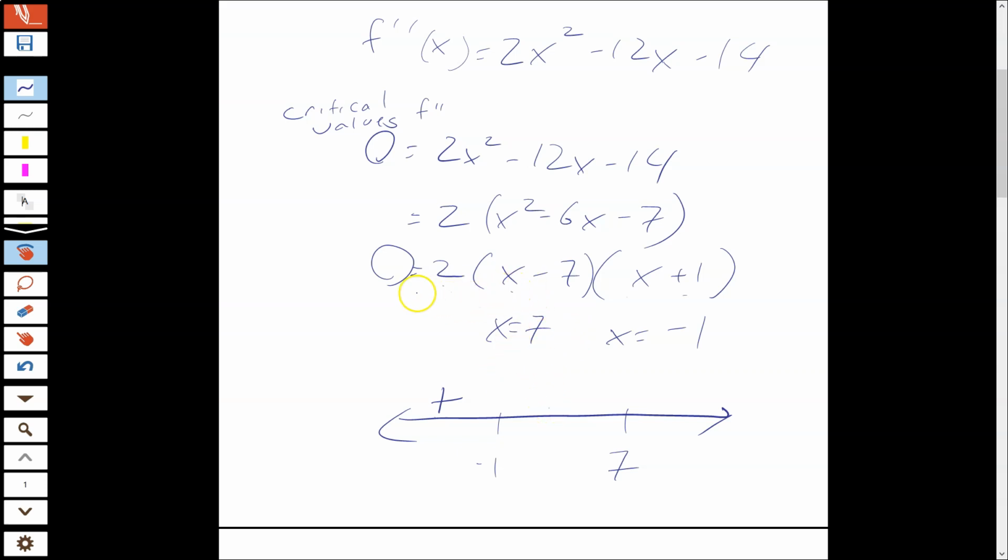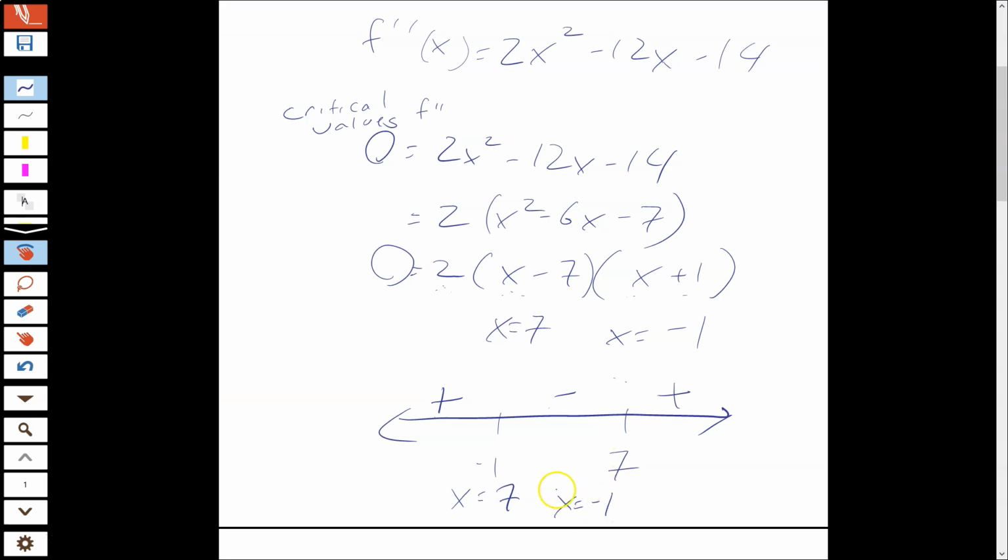Then here I'm going to plug in 0, so I get positive, negative, positive. So positive times a positive is going to be negative. And then over here I'll plug in 8. So I'll do positive, positive, positive if I plug in 8. So we are looking for values where f double prime changes signs. Well, it looks like it's both of our critical values, right? So my final answer here would be x equals 7 and x equals negative 1.